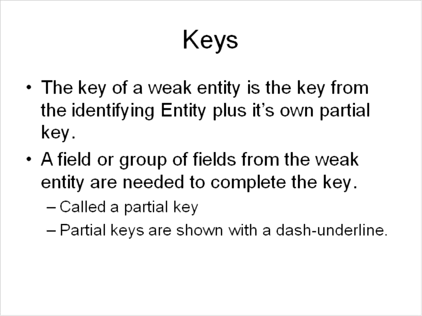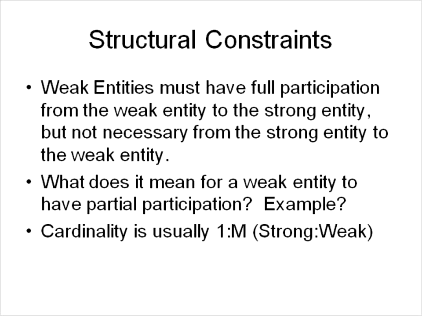Going to slide 11, the key of a weak entity is the key from the identifying entity plus its partial key. We'll get to that when we get to the mappings, but basically the partial keys are shown by the dash underline.